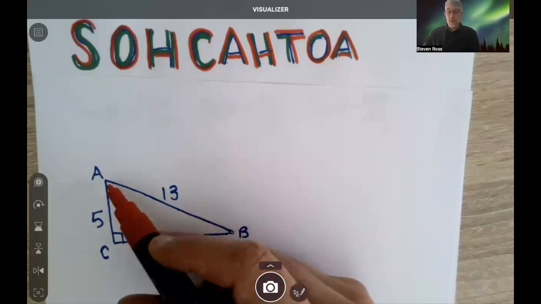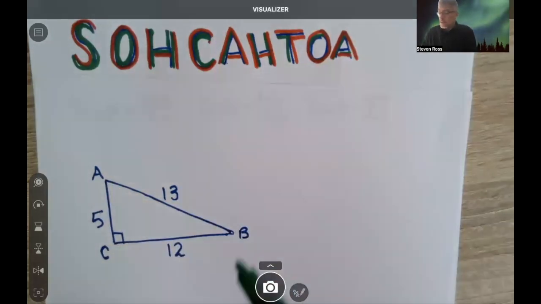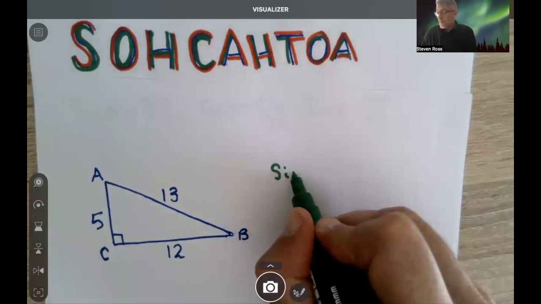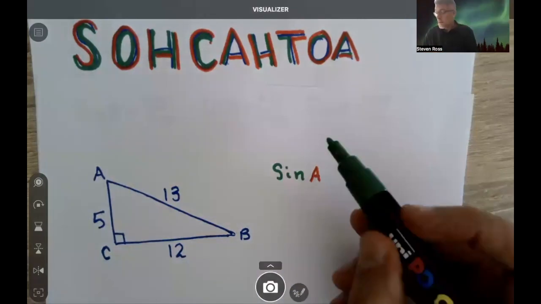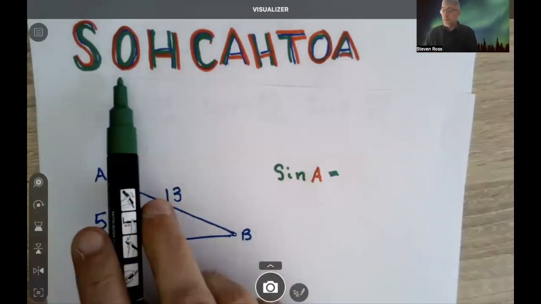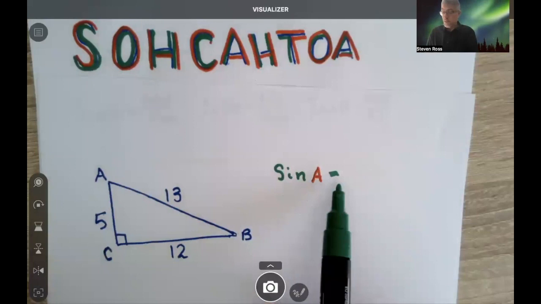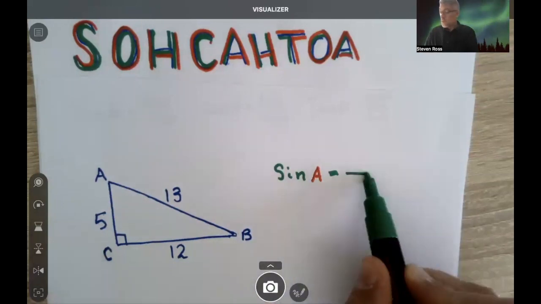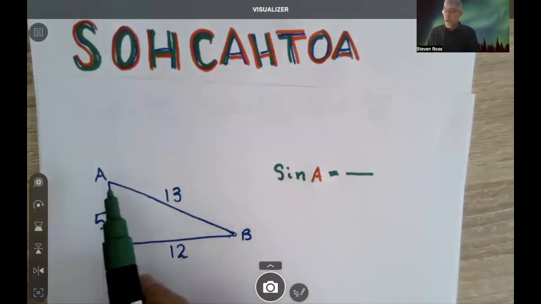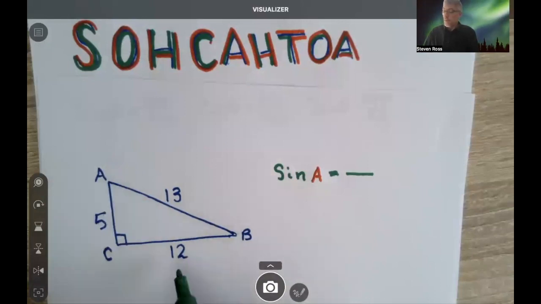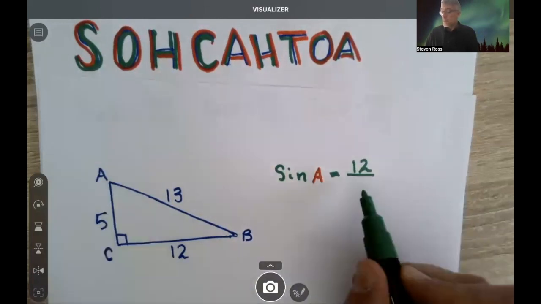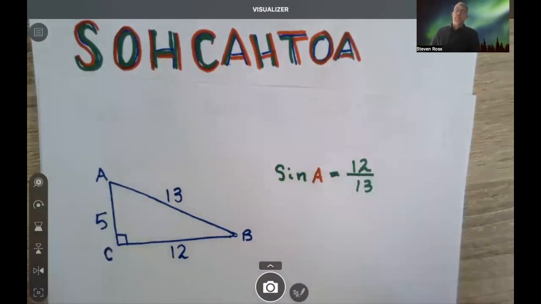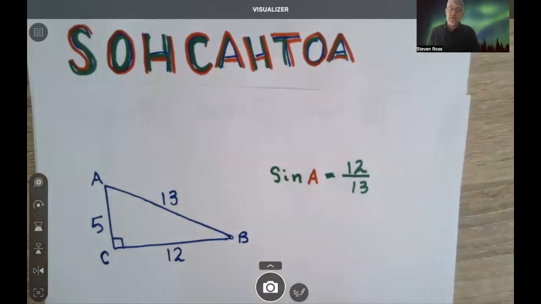Let's do equations for angle A. So we'll go sine of angle A, and we'll say that that is equal to. Now, sine is opposite over hypotenuse. Remember, we put the equal sign in ourselves. It's equal to a ratio. So for A, the opposite is 12. The hypotenuse is 13. That is our trigonometric equation with sine.